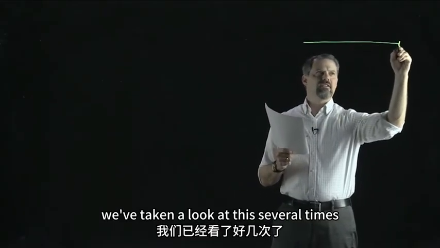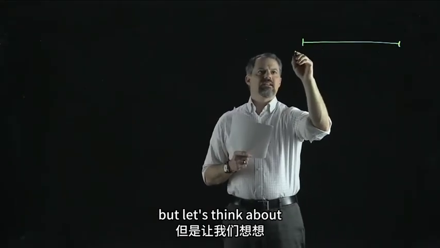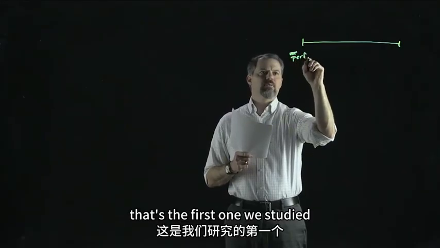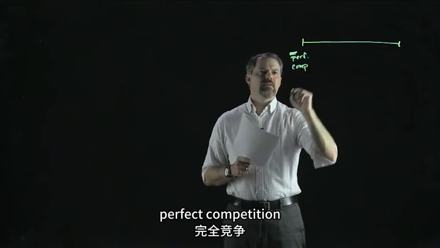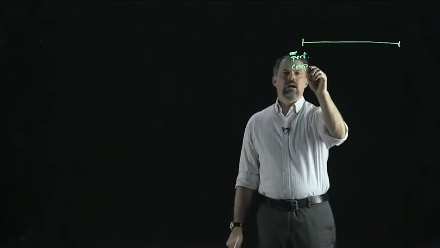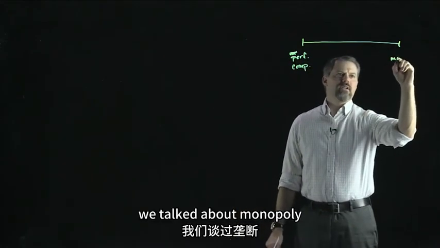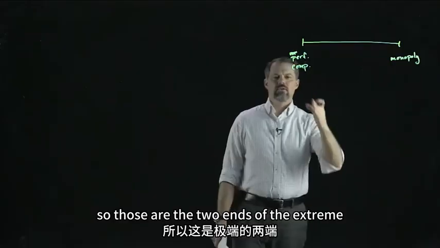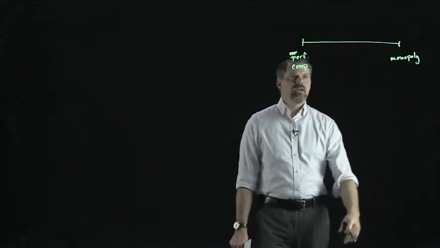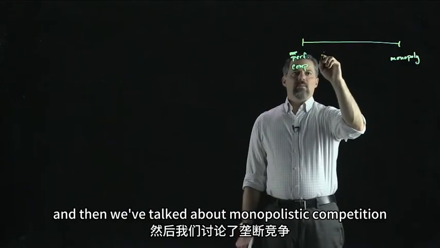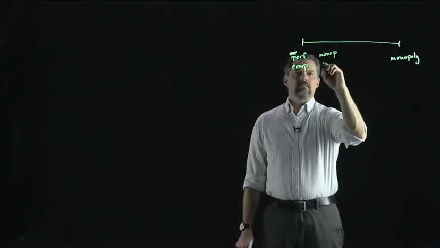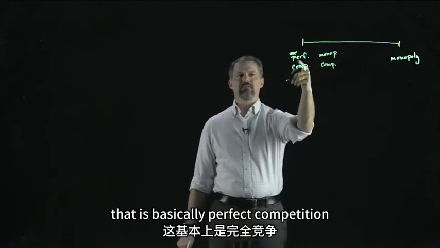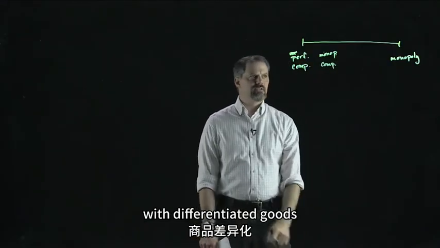We've taken a look at this several times, but let's think about perfect competition down here. That's the first one we studied. We talked about monopoly, a situation where there's only one firm. So those are the two ends of the extreme. And then we've talked about monopolistic competition. That is basically perfect competition with differentiated goods.